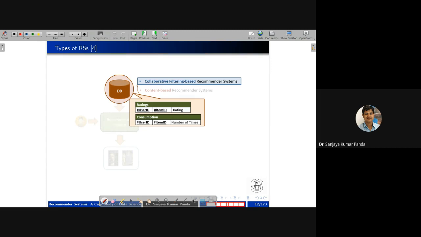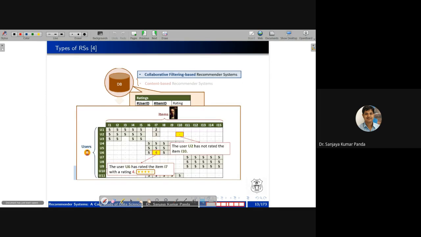So when you go for a collaborative filtering system, the rating matrix and consumption matrix are given to you, because you should know what the input is, what information is available. So this rating matrix and consumption matrix is given to you. So let us see what the rating matrix looks like.